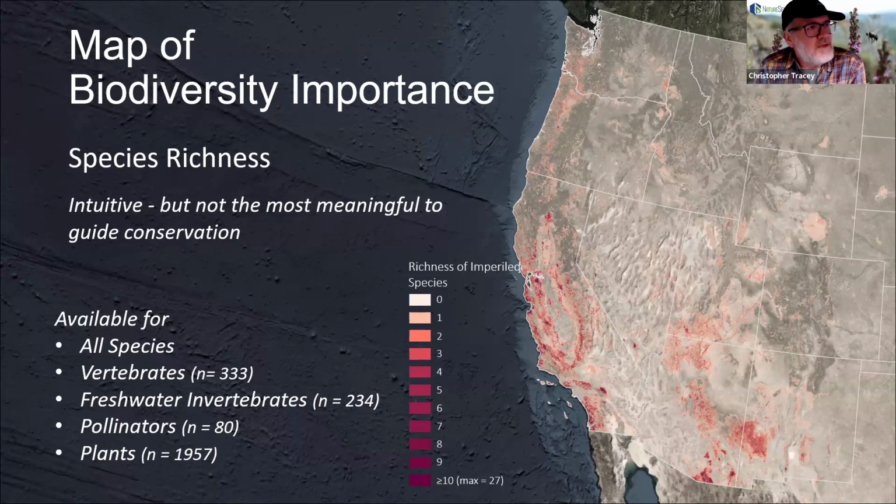And we have this available, we have maps like this, and actually all these MoBI products are available for all species: vertebrates, the freshwater invertebrates, so the freshwater mussels, and fish, pollinators, and then plants. So there's really a set of 15 total maps that make up the MoBI product. All right, next slide. Thanks.